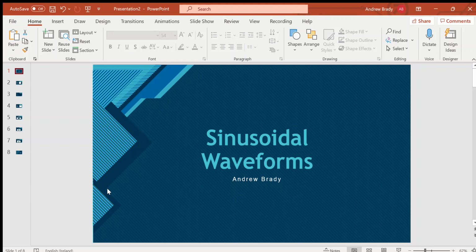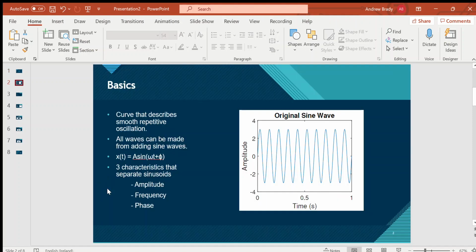So this is a small presentation on sinusoidal waveforms. The basics of sinusoidal waveforms are they are curves that describe smooth repetitive oscillations. All waves can be made from adding sine waves.